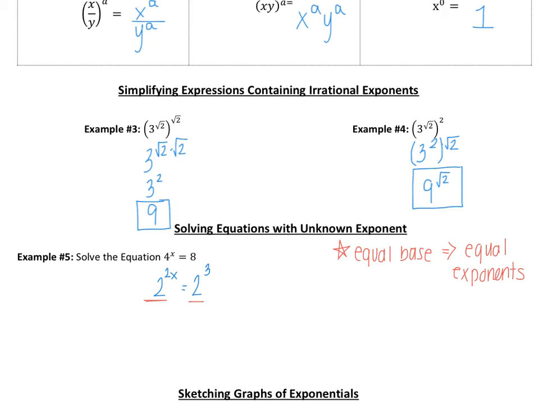So that's telling me that 2x will equal 3. I just take those exponents, set them equal. x would be 3/2, and you just solved the equation.